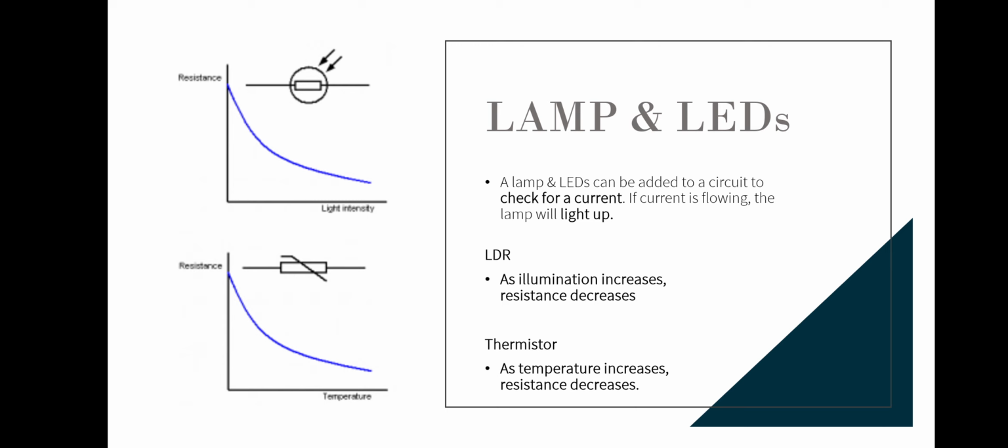Now the relationship between resistance and temperature in an LDR is that as illumination increases, as light intensity increases, resistance decreases, whereas in a thermistor, as temperature increases, resistance decreases. So there is an inversely proportional relationship. You can see a graph too on the left hand side.